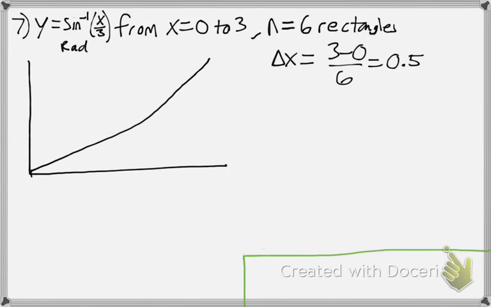So I want to show my intervals here. 1, 1.5, 2, 2.5, and 3.0.